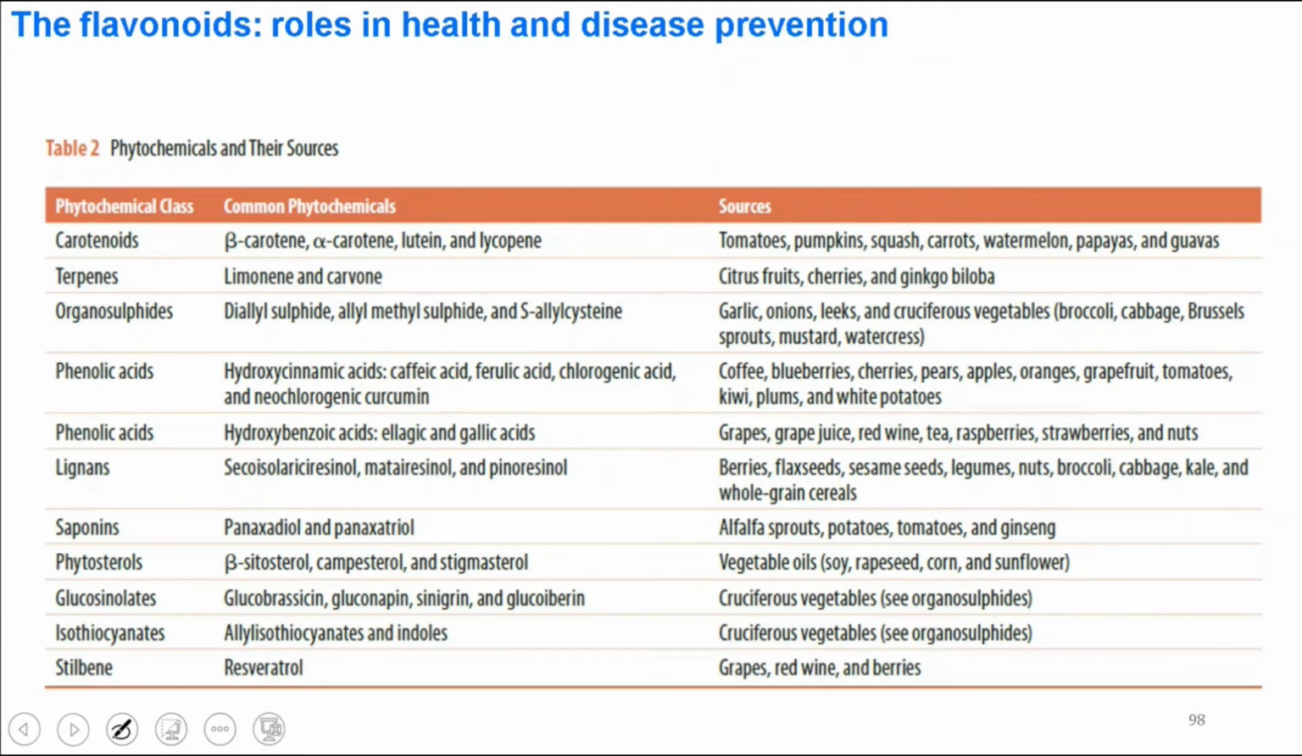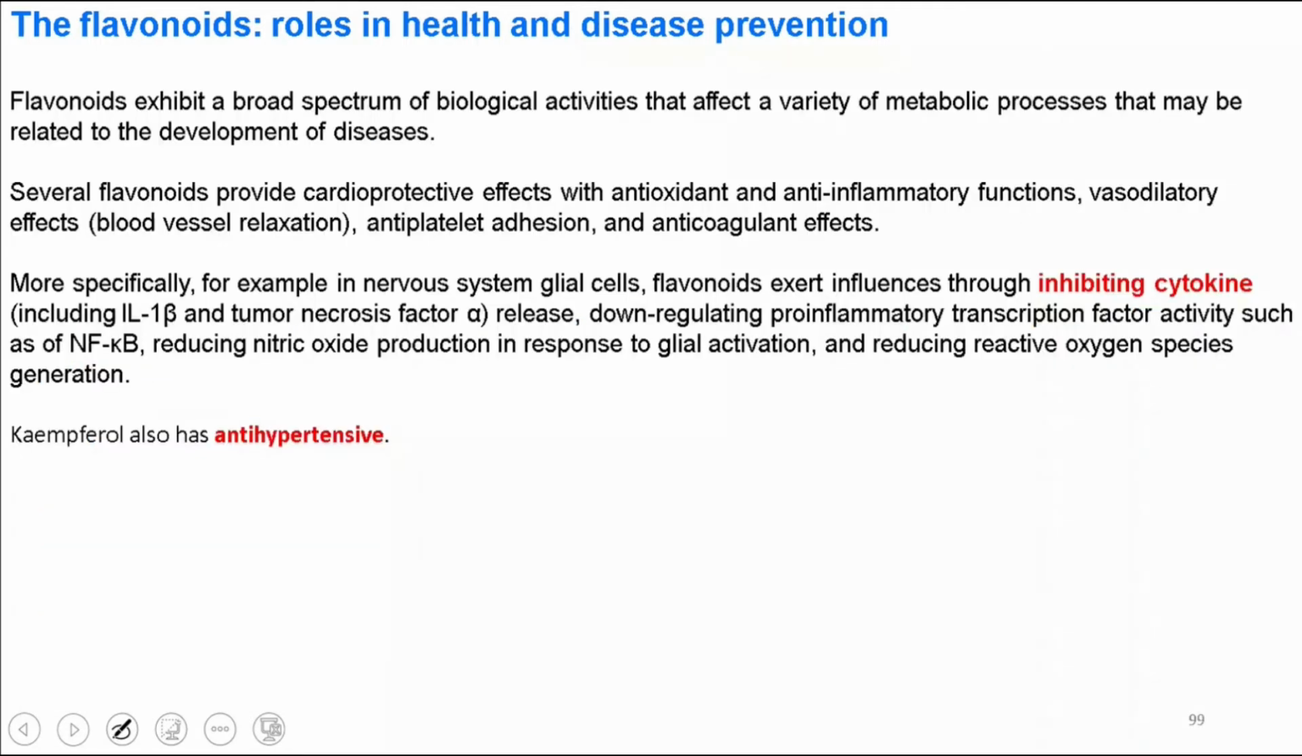So carotenoids, the precursor of vitamin A, are present in tomatoes, pumpkins, squash, carrots, watermelon, papayas, and guavas. And you can see terpenes. This is one of the bioactive compounds. Terpenes are present in these kinds of fruits. You can just see these tables. You don't need to memorize these things. Okay, we are somewhere here.